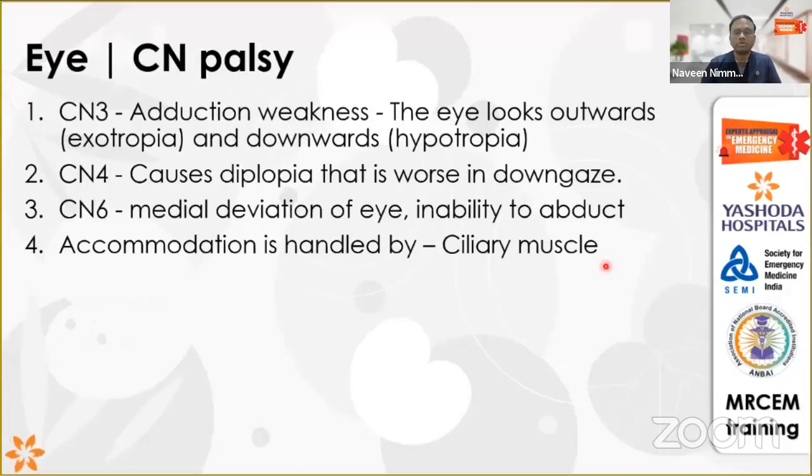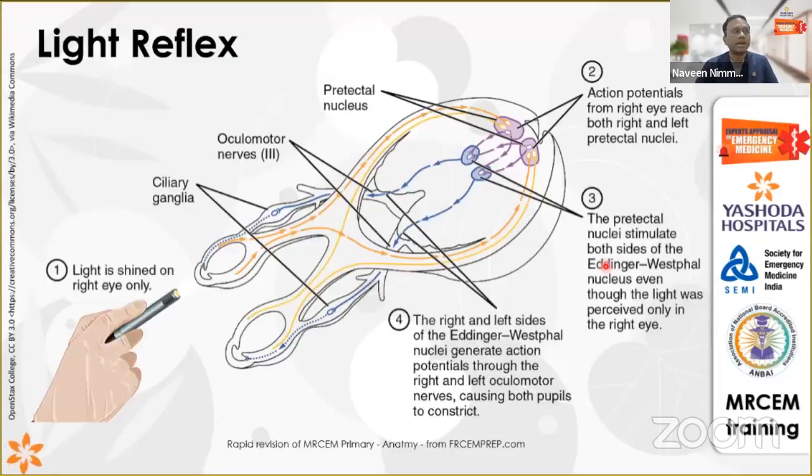Whenever you put a light, that reaches the brain via cranial nerve 2, that is, the optic nerve. So the optic nerve tells the brain that there is too much light coming in. To protect the eyes, the brain will send impulses to both eyes to constrict the pupil. Pupil constriction is handled by cranial nerve 3. So cranial nerve 2 tells the brain about the light, and cranial nerve 3 tells the eyes to constrict.